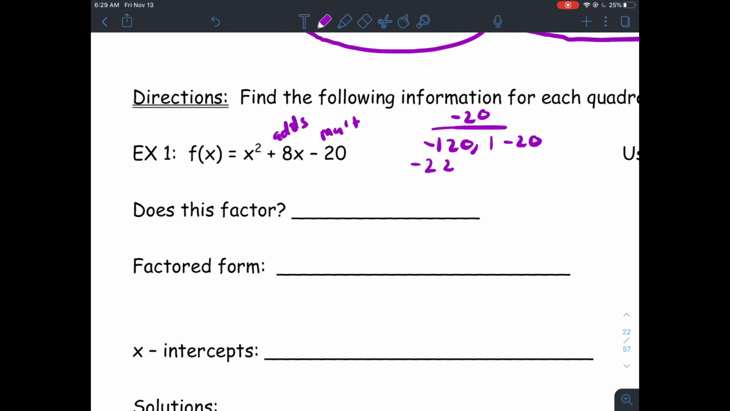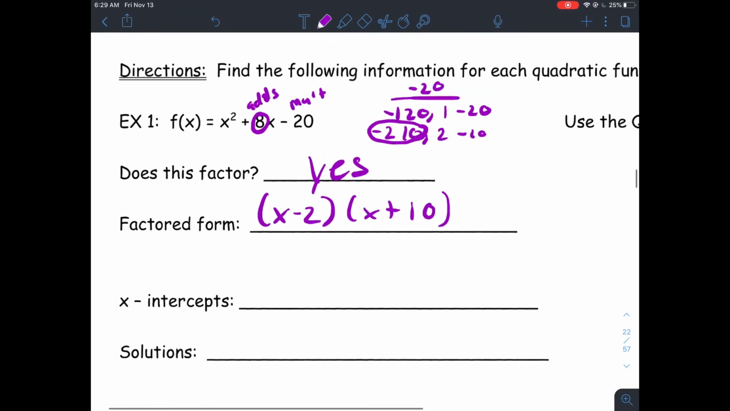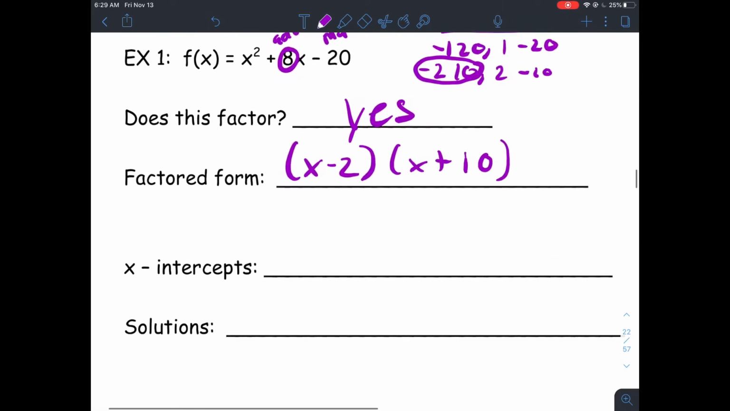We could do negative 2 and 10, and we could do positive 2 and negative 10. Look in here, these guys are going to add to give me my 8, right? So you could say, yes, this does factor. So we would get x minus 2 and x plus 10. So then we should know how to find the x-intercepts, right? We set these equal to 0. So we get x equals 2. We get x equals negative 10.